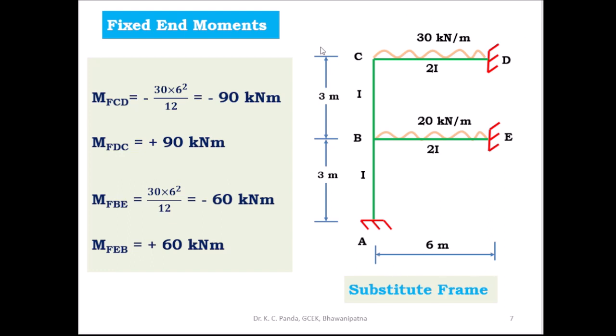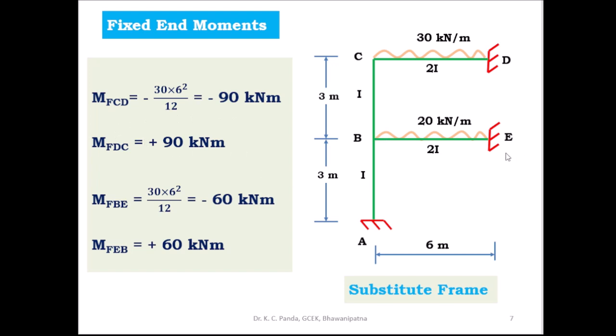As you know, the first step is to find the fixed end moments. So first consider the span CD and find the fixed end moments MFCD and MFDC. So MFCD is equal to minus WL square by 12. Here W is given 30 kilonewton per meter and L is given 6 meter. So MFCD is equal to minus 30 into 6 square by 12, which is equal to minus 90 kilonewton meter. And MFDC is equal to plus 30 into 6 square by 12, which is equal to plus 90 kilonewton meter.